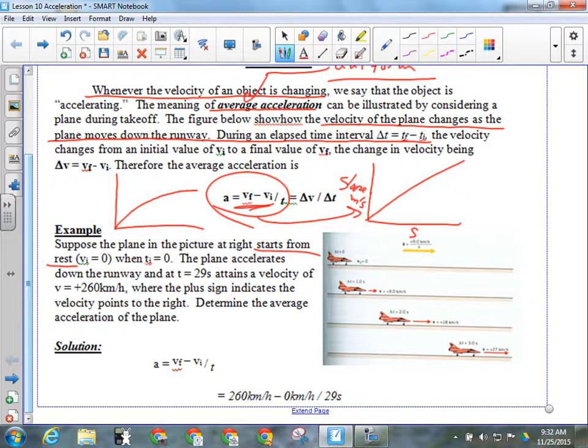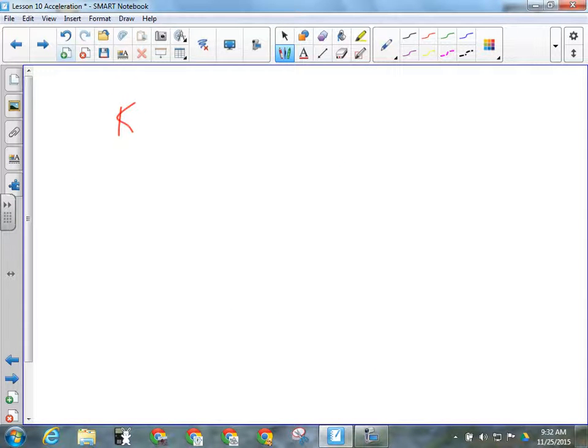If I want to change kilometers per hour into meters per second, I've got to change 2 units. I've got to change my units for distance, and I've got to change my units for time. So that means I have to multiply by conversion factors. In 1 kilometer, there are how many meters? 1,000. So if I multiply kilometers per hour by 1,000, I'll have meters per hour. Agreed? So I'm partway there.